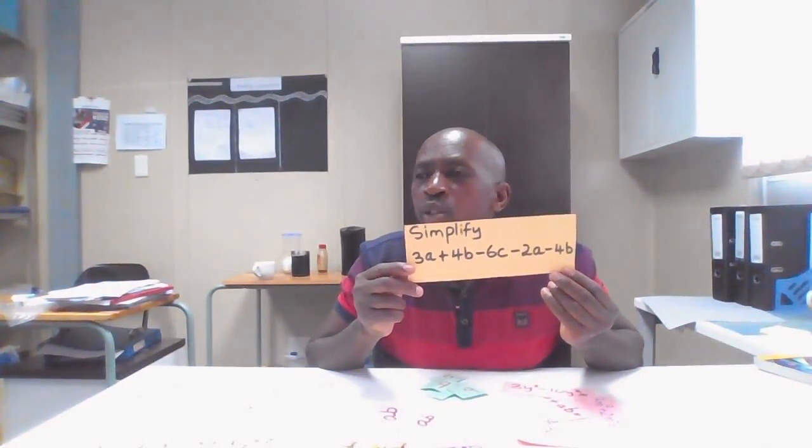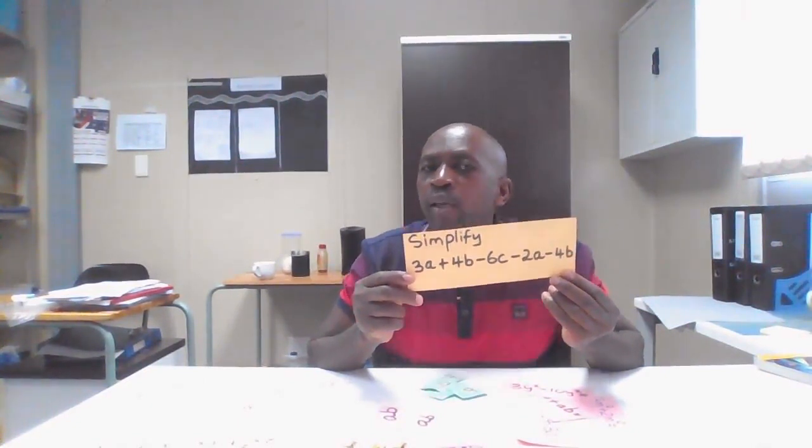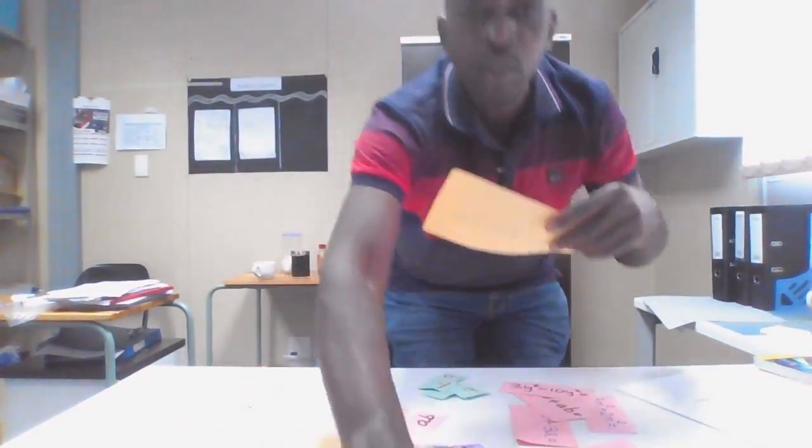So the 3A and the 2A will give us 1A. We write it as A. The 4B and the other minus 4B will give us 0. So our final answer becomes A. Thank you very much. Let us have the next one, but this one, let me be giving it to your groups.